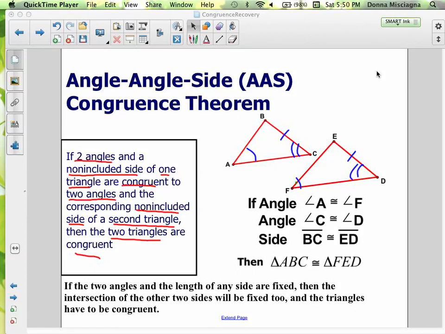Welcome, and now we're going to learn about another triangle congruence theorem, the angle side congruence theorem. So if two angles and a non-included side of one triangle are congruent to two angles and the corresponding non-included side of a second triangle, then the triangles are congruent.